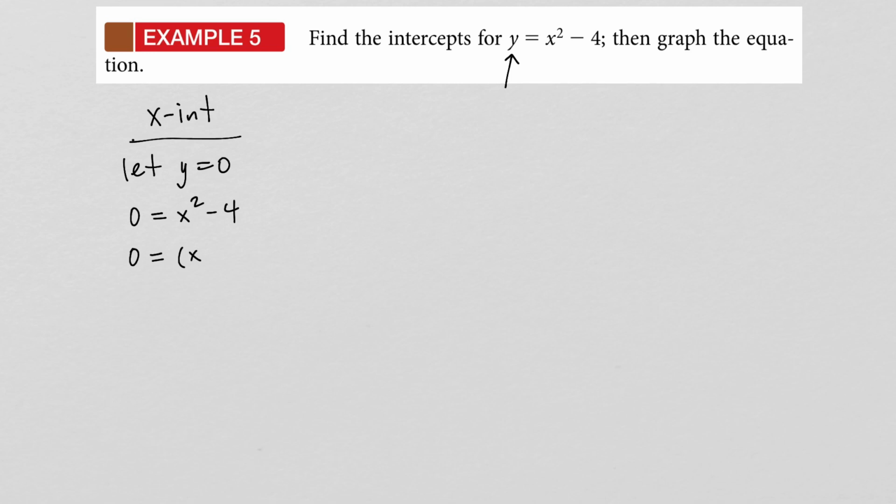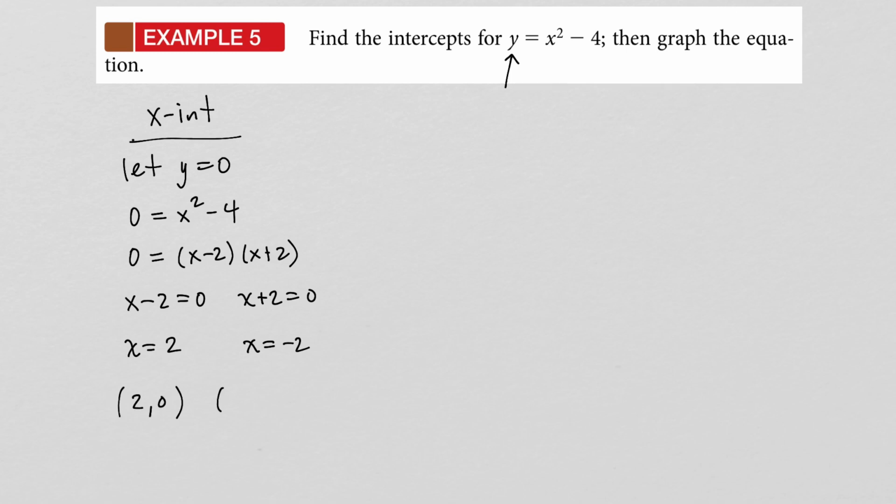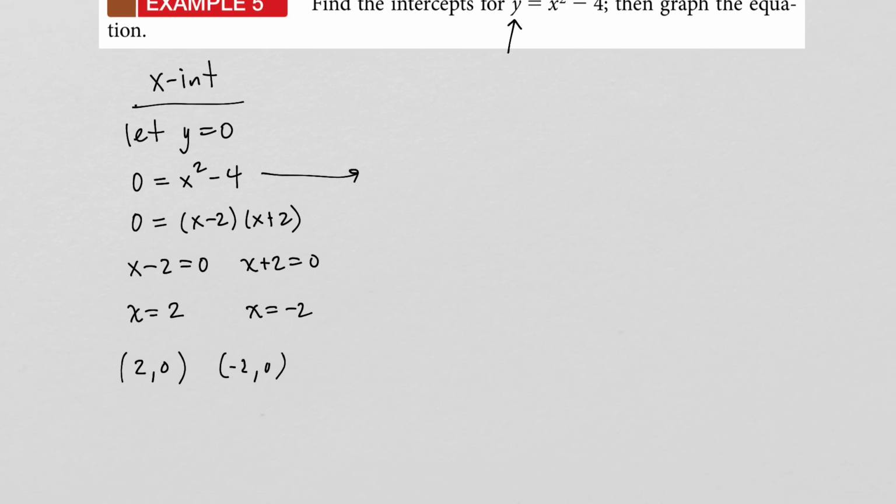One way to do it is I can factor this, and then I can set each one of these factors equal to 0. And that is going to give us two numbers, x is equal to 2 and x is equal to -2, which means the x-intercepts are (2, 0) and (-2, 0). Now, of course, another way to solve this equation is I could have just added 4 to both sides and then taken the square root, and this would have given us x equals plus or minus 2, right? Same answers.